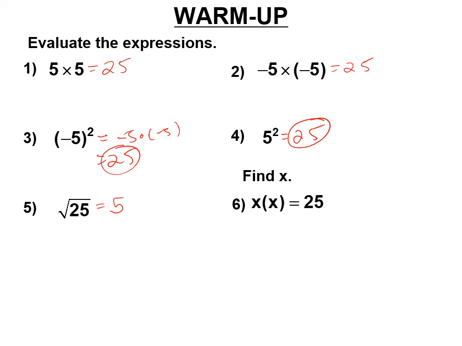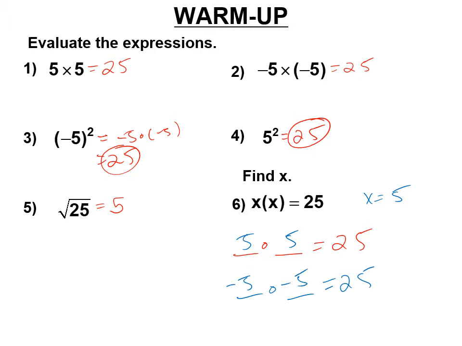So what's x here? Blank times blank equals 25. Well, you might say x equals 5. Sure, x equals 5. But there's another number you could put in that blank. And the other number is negative 5. All right, negative 5 times negative 5 is also positive 25. So x could be two different things here.